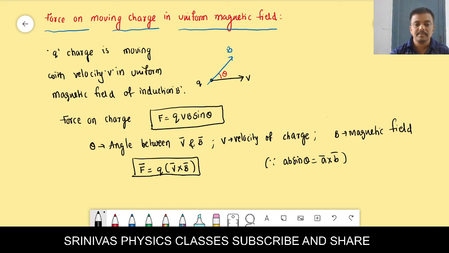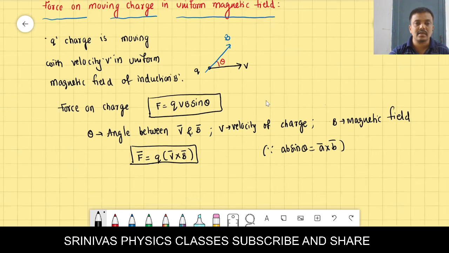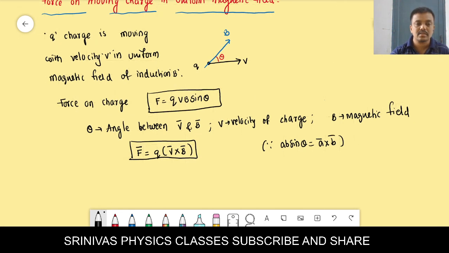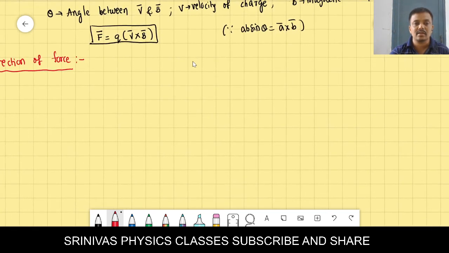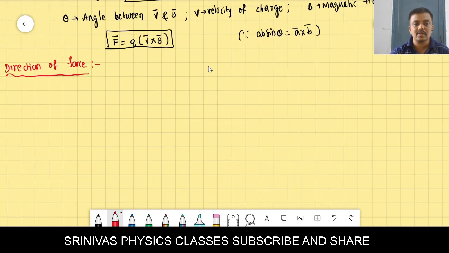Now let us see, as a continuation, what is the direction of the force? I want to know the direction of the force on the charge in the above case. For the purpose, let us learn a little information regarding this. Let us discuss now.